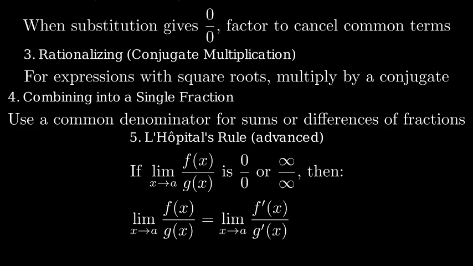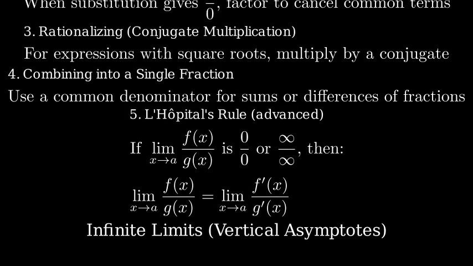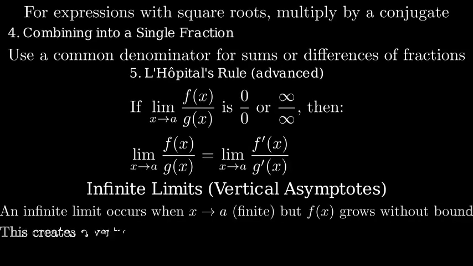Now let's move on to infinite limits, which occur when x approaches a finite value, but the function grows without bound. An infinite limit occurs when x approaches a finite value a, but the function value increases or decreases without bound. This typically happens when the denominator approaches 0 while the numerator remains non-zero, creating what we call a vertical asymptote.